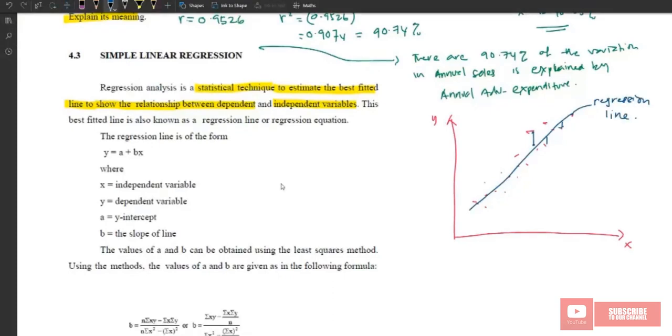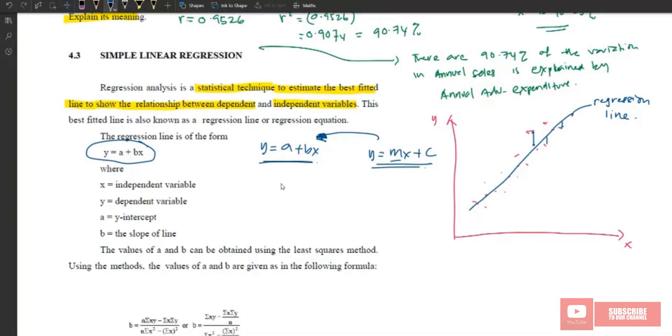So this is also what we call a regression line. The regression equation is based on this formula, y equal to a plus bx. If you still remember, y equal to mx plus c. So if you look at a regression equation, it is the same equation. So this is a linear equation, right? That's why we want to draw a straight line, right? Since we are measuring linear correlation, the best equation should be a linear equation.